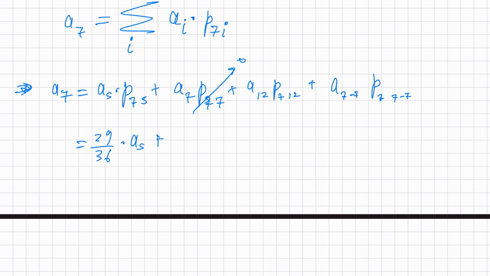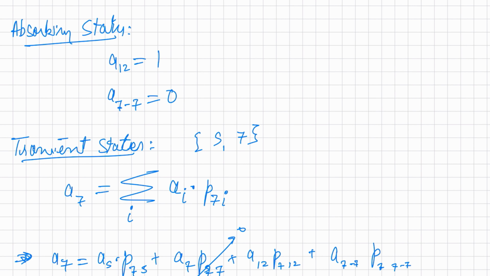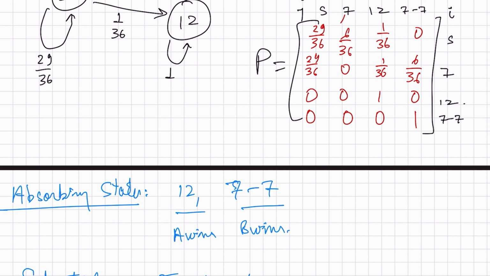To reach 12, it's 1 over 36 times 1, because if you're in 12, you shall be absorbed, and this is what we've done here. So A12 is equal to 1. I just put it here. So this is times the probability of reaching state 12 from 7, which is again 1 by 36. You can refer to it here. So from 7, to reach 12, it's 1 by 36. And from 7, to reach 7, it's 6 by 36.